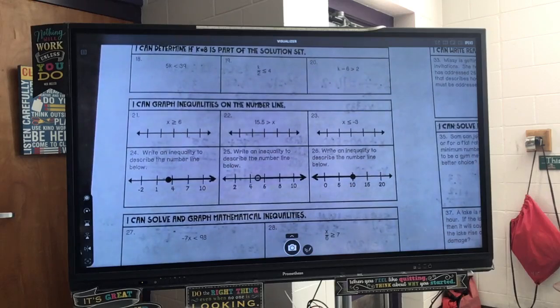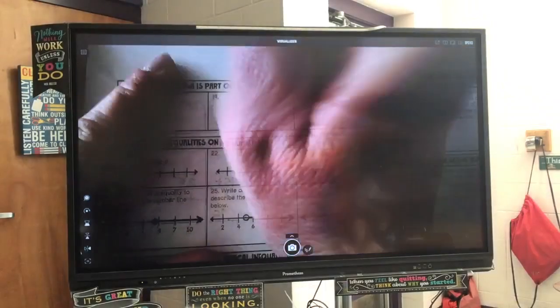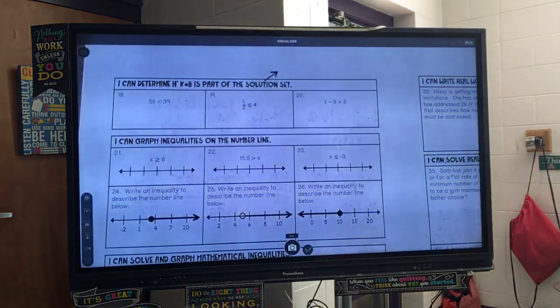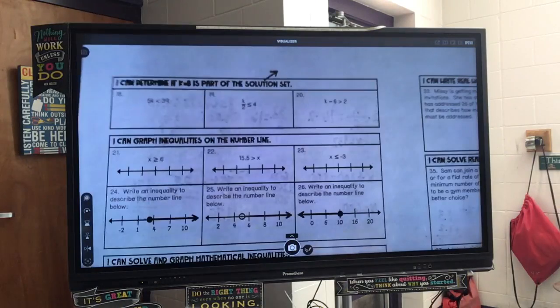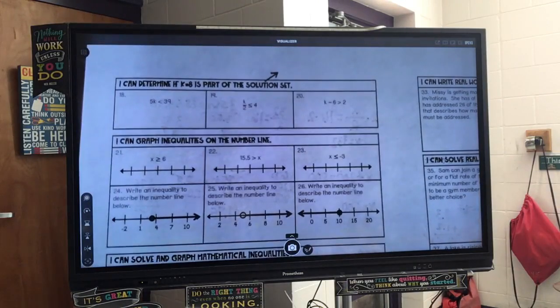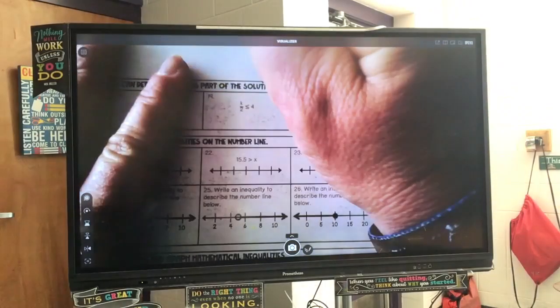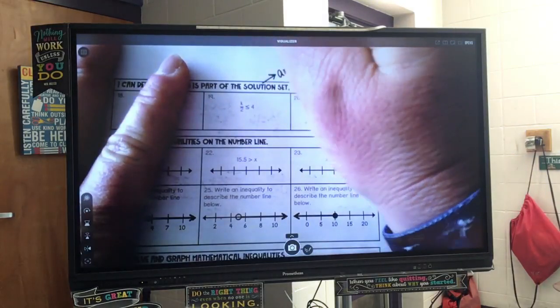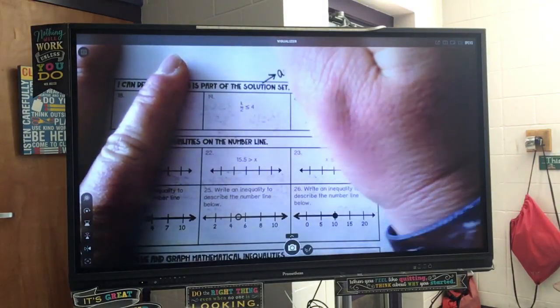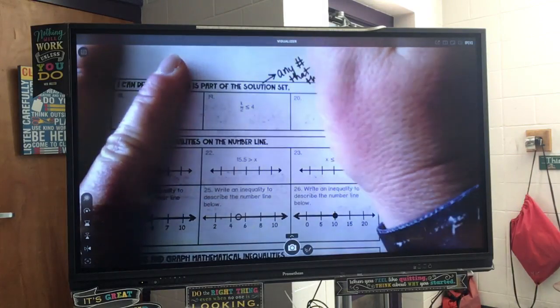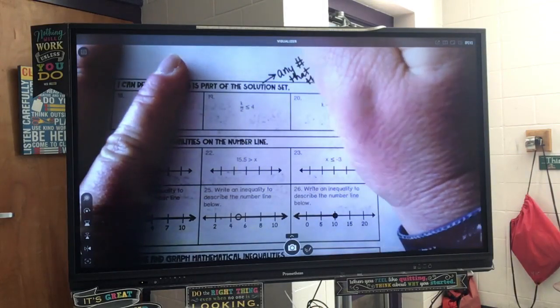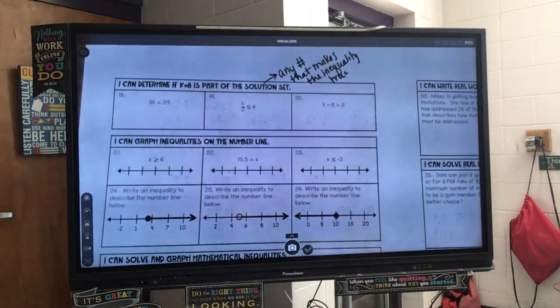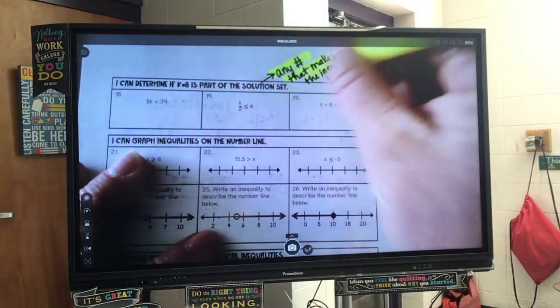Alright, so I can determine if k equals 8 as part of the solution set. Remember, solution set, what does that mean? What does your solution set mean? Jonathan? Any number that would make the inequality true. Right. So any number that makes the inequality true. Please make sure you write that down. Add a little bit of highlighter to it so that it stands out to you.